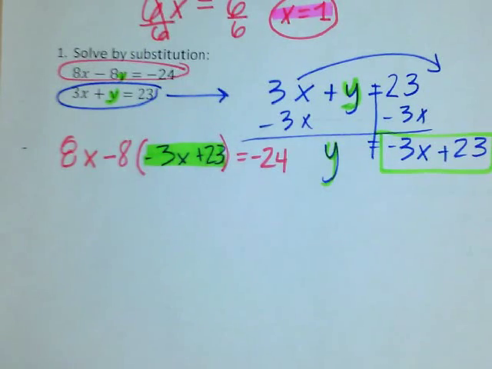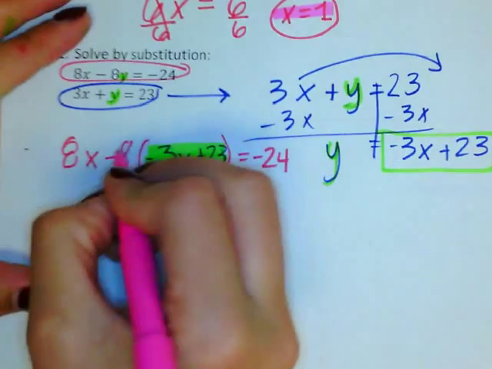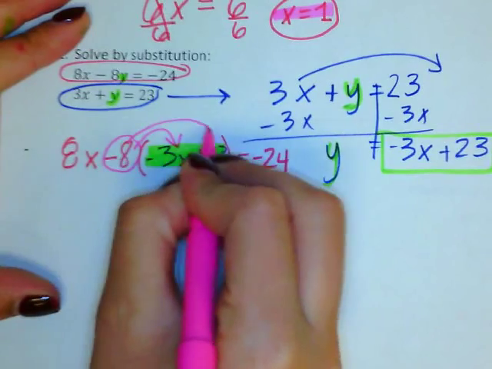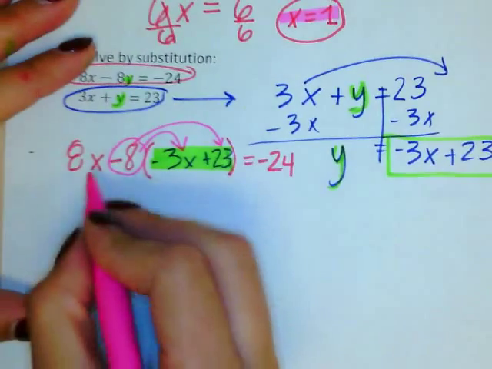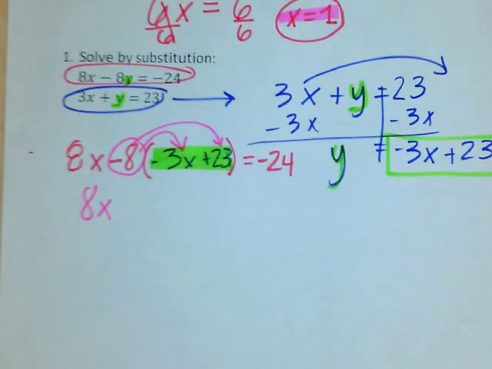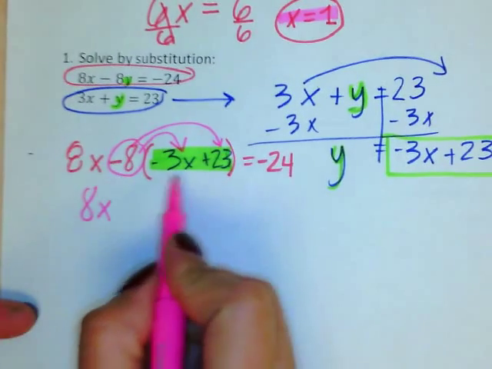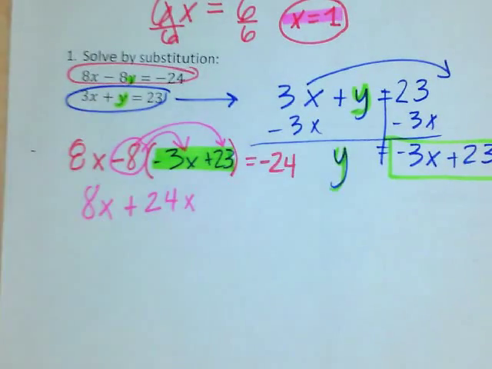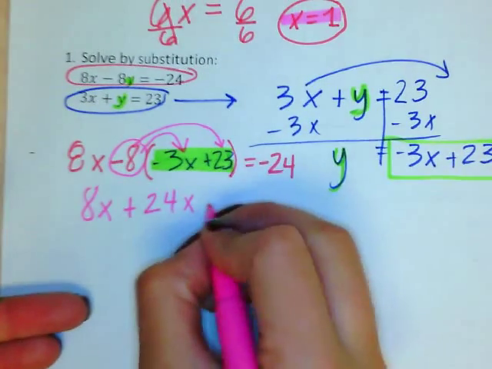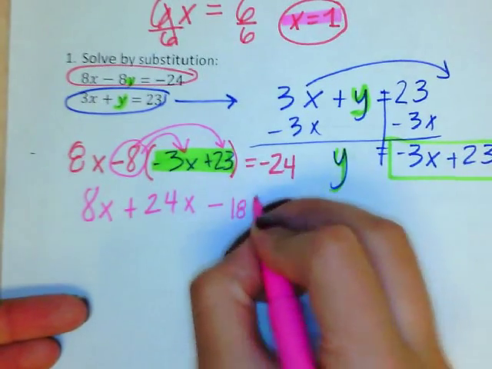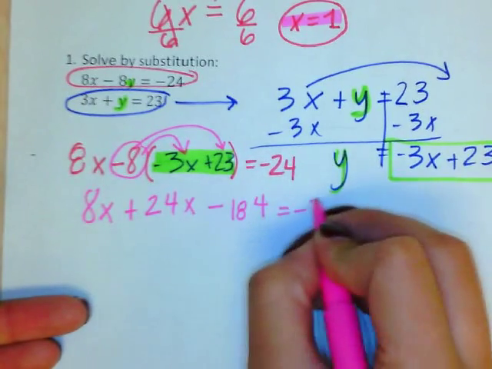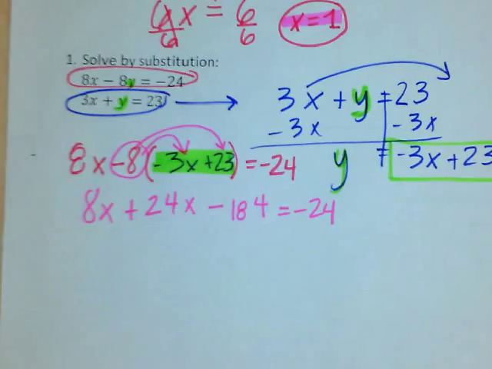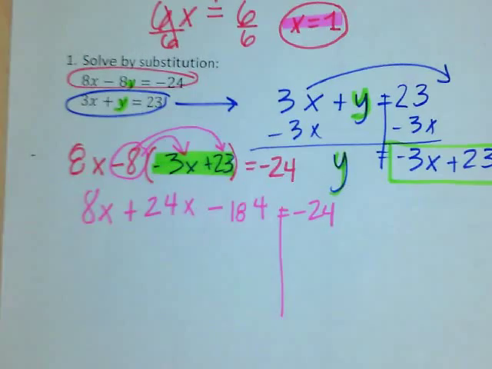So I'm going to use another color. Give me a second. So I have 8x, I still put it down, nothing happened to that one. And then negative 8 times negative 3x would give me positive 24x. And negative 8 times positive 23 gives me negative 184. And that equals negative 24. Okay, so far so good.